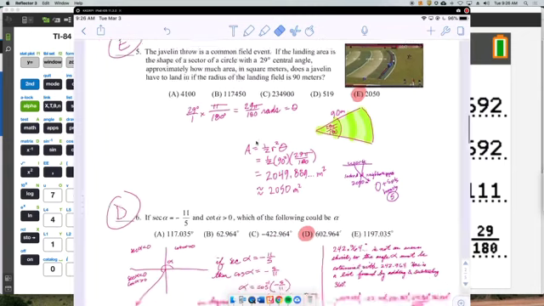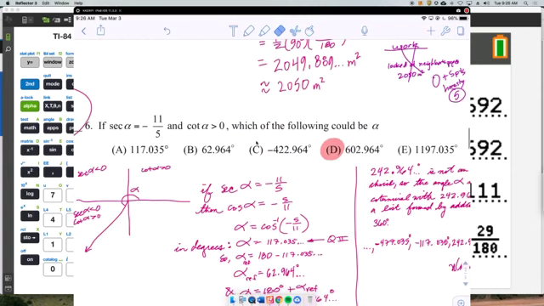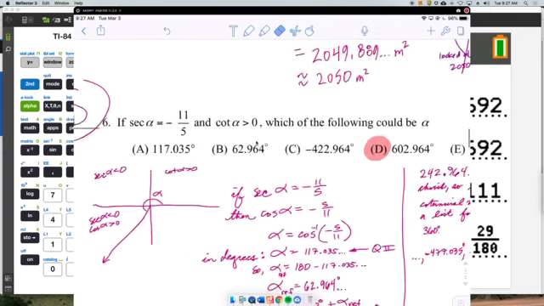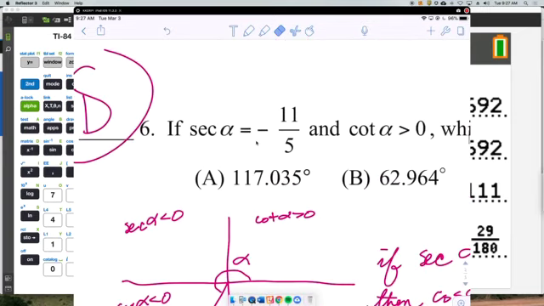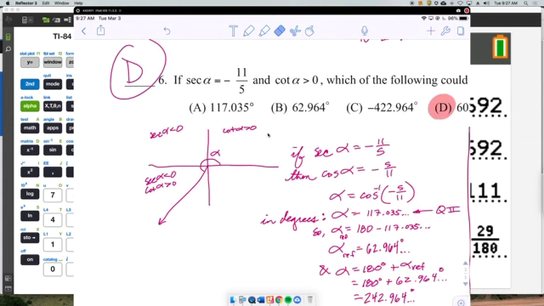Okay. Letter 6. Talk about communicating. He doesn't know his numbers from his letters. Here's your two clues problem. Secant of alpha is -11/5, and cotangent of the angle is positive. So, first of all, secant of the angle alpha is a negative number. Where is secant negative? Whenever cosine is negative, which is whenever x is negative.